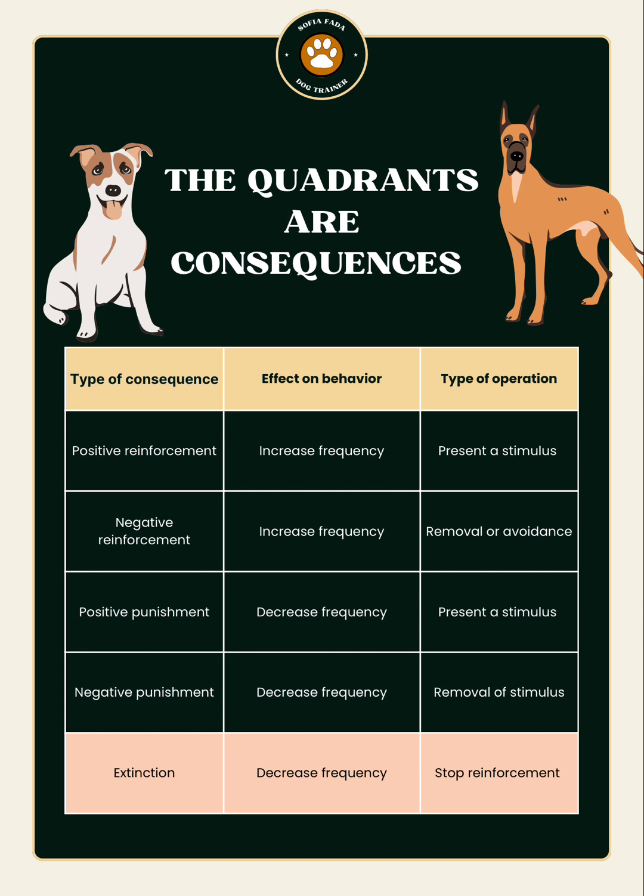On one hand, you add a stimulus, the cookie. On the other hand, you remove a stimulus, the leash pressure. So the positive and negative labels come from mathematics, from adding or removing a stimulus. They don't mean that something is good or bad. Punishment is a consequence intended to decrease the frequency of a behavior.